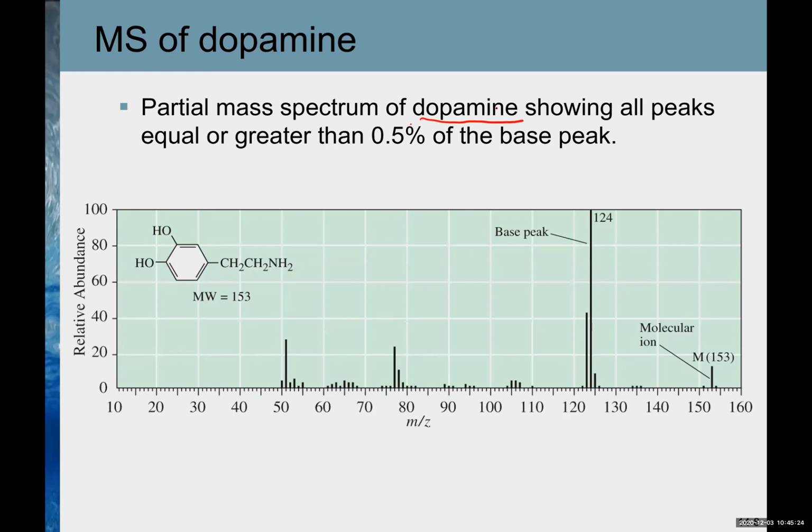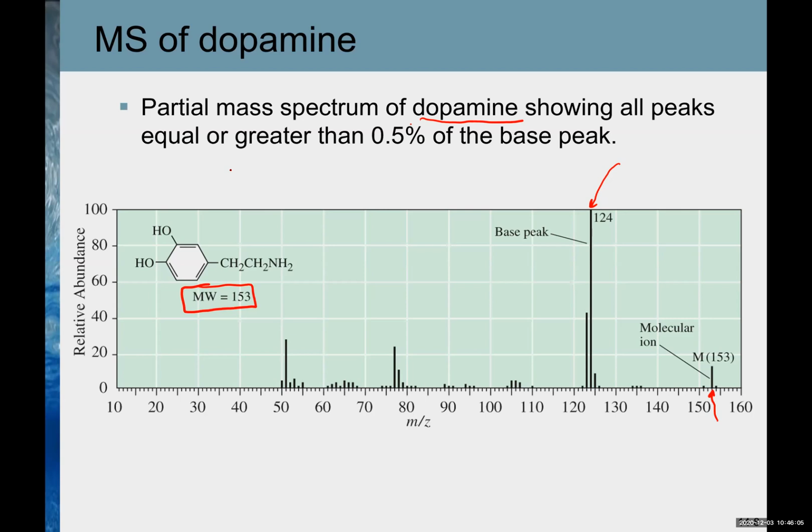Okay, so dopamine, its molecular weight is 153, and we do get a peak at 153. So this peak is the molecular ion peak, but that's not the biggest peak. We are getting the biggest peak at 124. So when this molecule was broken up, one of the fragments which reached the detector had a molecular weight of 124. And that fragment is the most common.